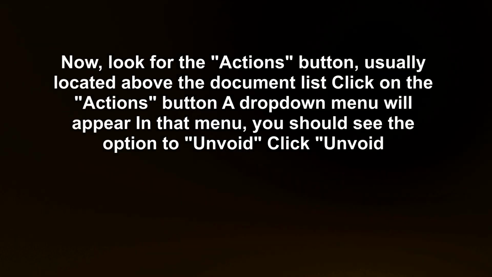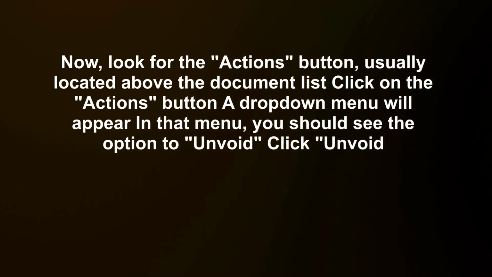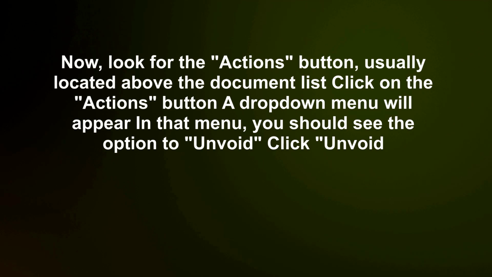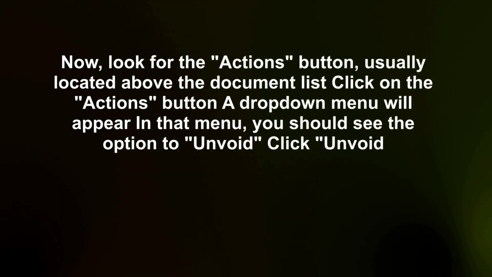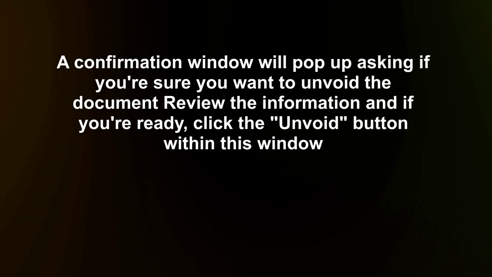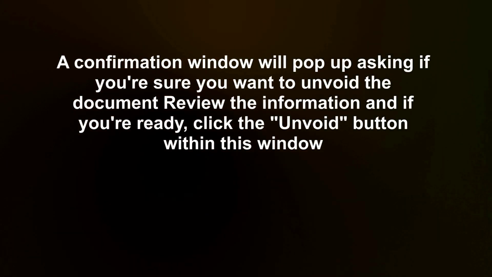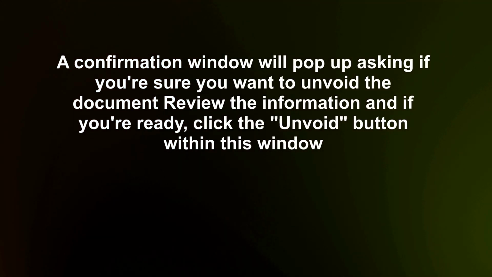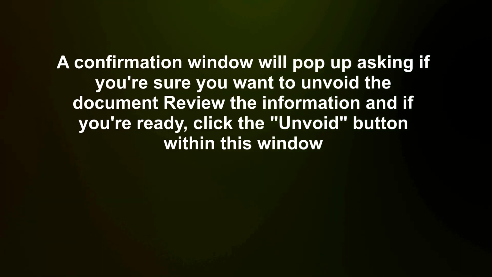Now, look for the Actions button. Usually located above the document list, click on the Actions button. A drop-down menu will appear. In that menu, you should see the option to unvoid. Click Unvoid. A confirmation window will pop up asking if you're sure you want to unvoid the document. Review the information, and if you're ready, click the Unvoid button within this window.